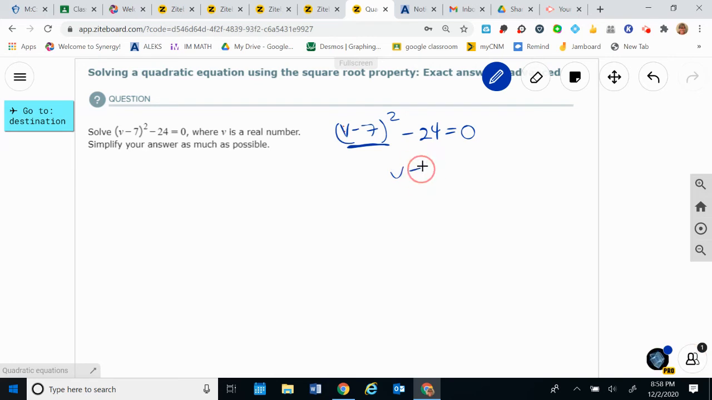So the trick is to move the 24 to the other side. Change the sign, right? Add it to both sides. Now we're going to take the square root. So we get v minus 7, because these cancel each other out.